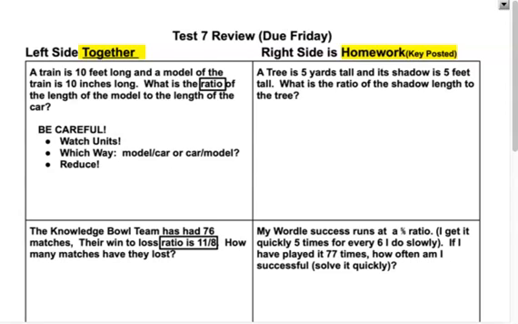This is the Chapter 7 test review. I'm going to do the left-hand side on this video, and the right-hand side is your homework. There will be a key posted.